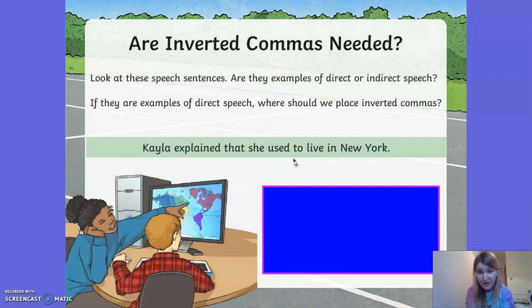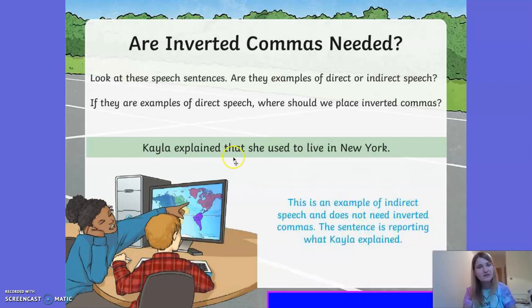Okay, I'm going to reveal it. 3, 2, 1. Did you guys put reported or indirect? If you did, you're absolutely correct. And the thing that made that jump out of the page for me, there's no speech marks. If it was direct speech, we'd need speech marks. This doesn't have any speech marks. Again, Kayla wouldn't say she used to live in New York about herself. She would say, I used to live in New York. So we'd have Kayla explained, I used to live in New York. That would be direct speech, okay? But we've changed the I to she because we're talking about what she said. We're not saying exactly what she said, okay?